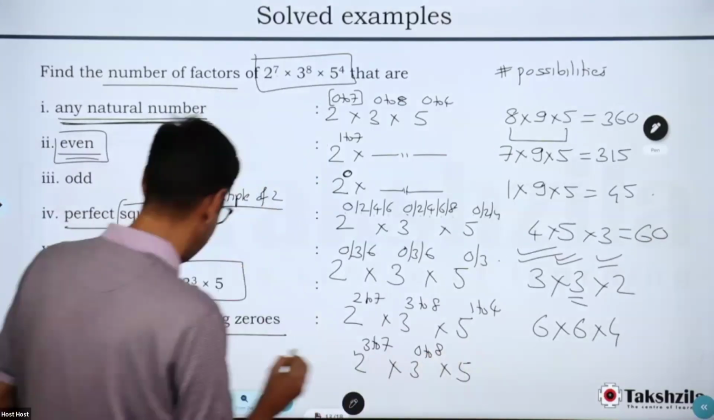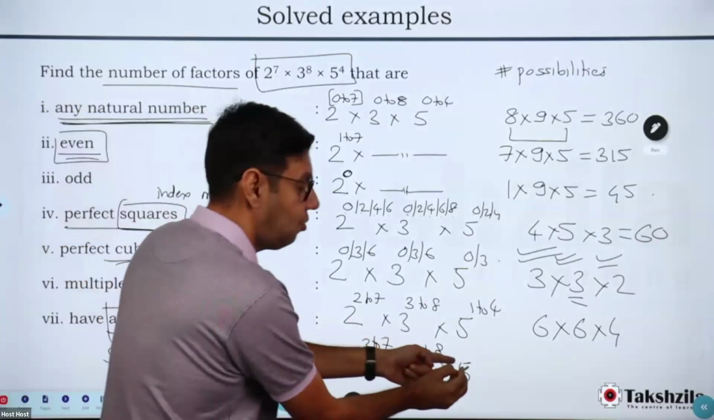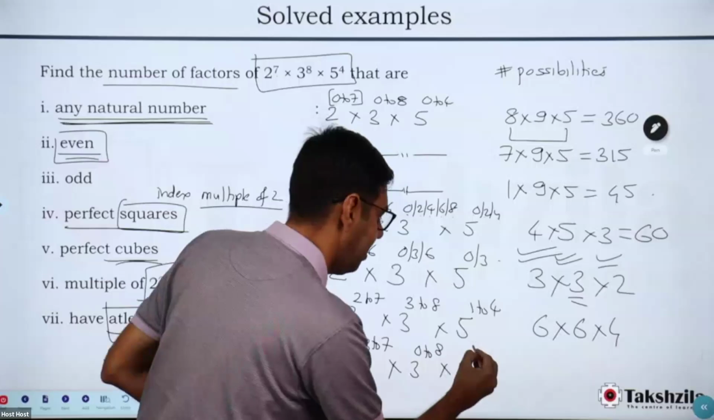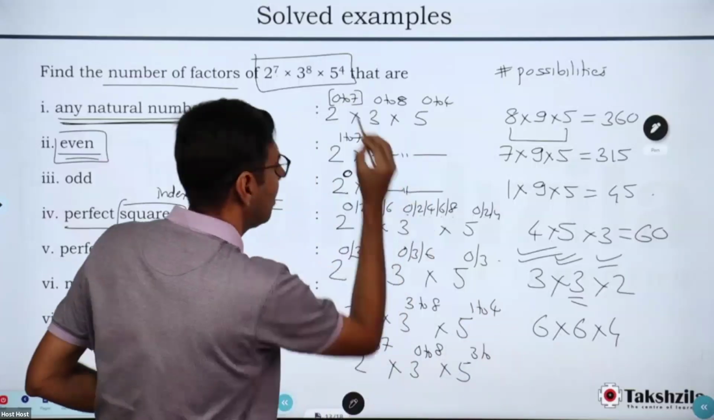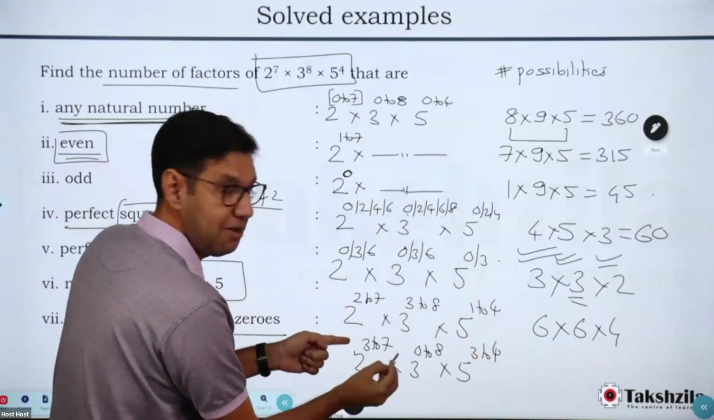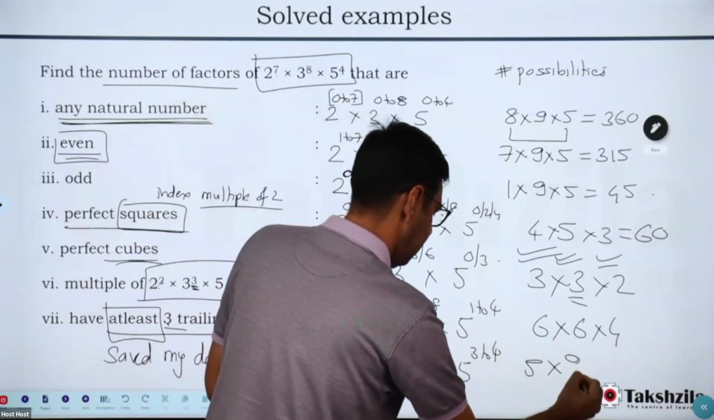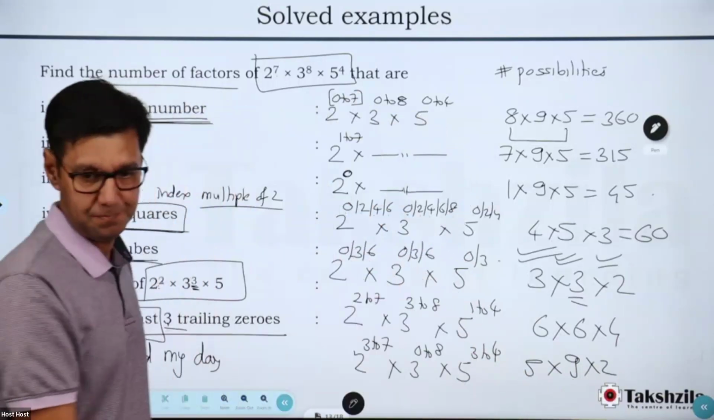Now is the time to ask. You need 3 trailing zeros, so 5: you at least need 3, 5, 5, 5. 3 to upper limit 4. How many values? 7 minus 4, 5 values. This is 9, and this is 2 values.